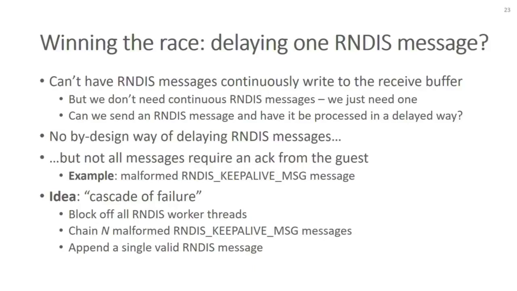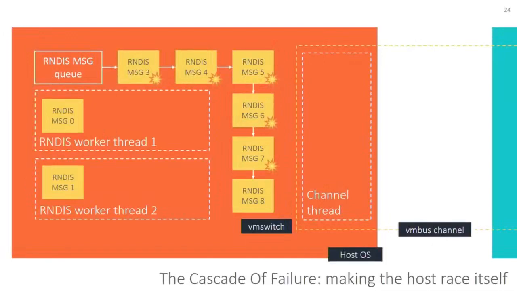And it turns out there is actually such a message. If you send a RNDIS message that is malformed, for example, too small for its type or something like that, then the VM switch RNDIS worker thread is just going to discard it. And if it discards it, it's not going to write anything out to the receive buffer. It's not going to lock itself, and it's just going to handle the next one. And so that's where the cascade of failure idea comes into play. Basically, you just queue up a bunch of messages that you know are going to fail, right? And they're all going to be handled one after the other as soon as this thread is unlocked, and then it's going to handle your actual message that should do the out of bounds write.